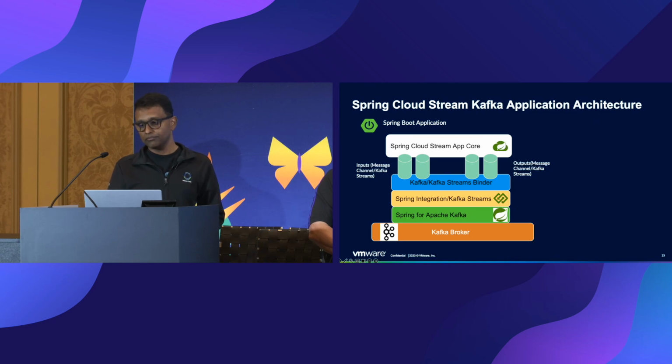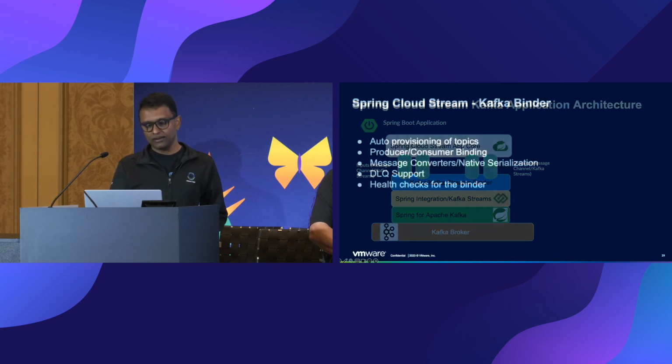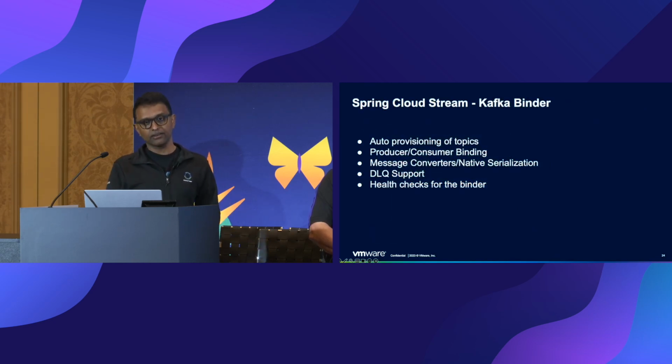So briefly about the binder here. For the Kafka binder in Spring Cloud Stream, we have two kinds of binders. One is the message channel-based binder, which is Spring Integration-based. And then there's another, the Kafka Streams binder, which we'll see later, but that is not going through the Spring Integration route. So the benefit of the binder is that it does automatic provisioning of your topics. When your application starts, it creates the topics for you based on the configuration properties that you provide.